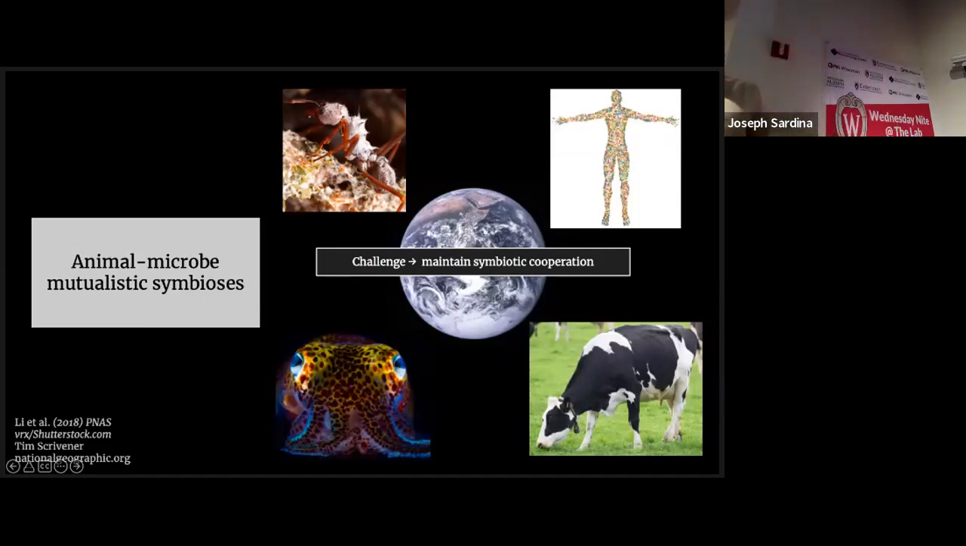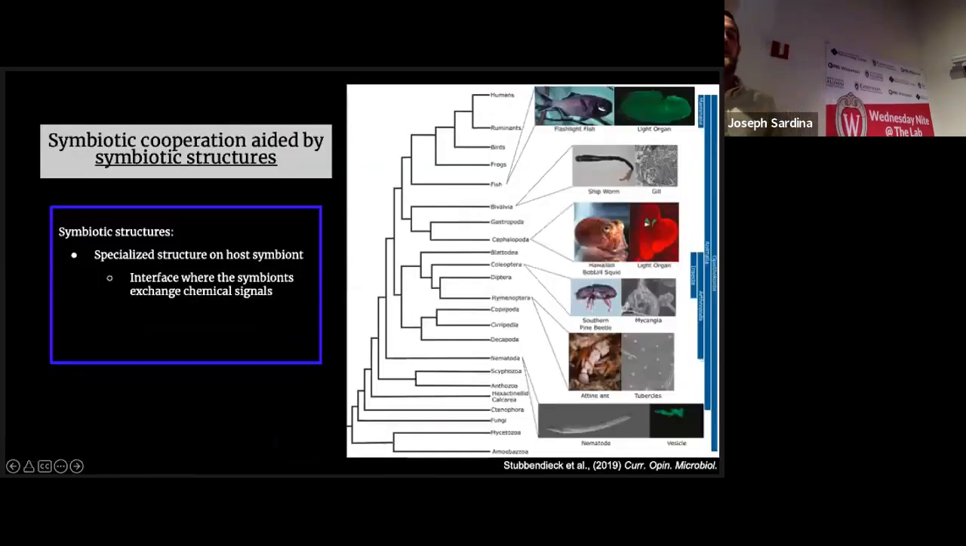So one of the ways in which they do this is through this evolutionary innovation of the evolution of what we call a symbiotic structure. And so what a symbiotic structure is, I'm just going to turn off the lights actually. What a symbiotic structure is a specialized structure on the host's body. So in the animal-microbe symbiosis, it's on the animal's body. And it serves as the interface where the symbionts can exchange chemicals.